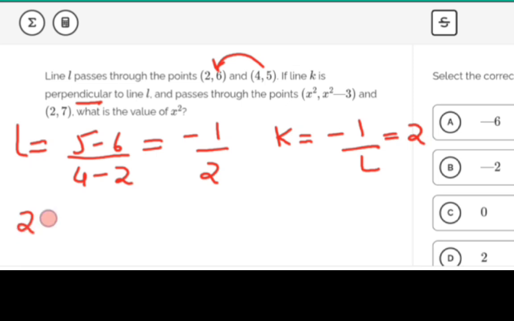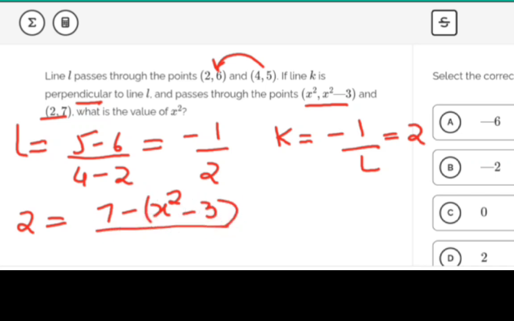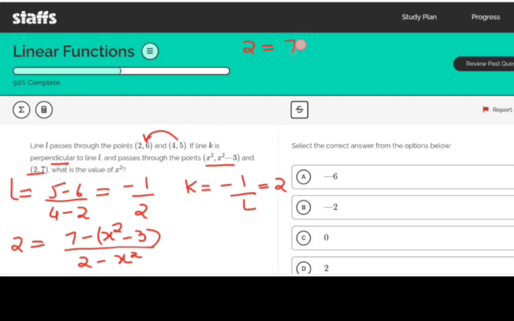So we will say 2 is equal to, now the same logic for the points of K. The y2 point is 7 minus x squared minus 3 upon, we have 2 minus x squared. Okay, so here what we do is open the bracket. So we have 2 is equal to 7 minus x squared plus 3 upon 2 minus x squared.